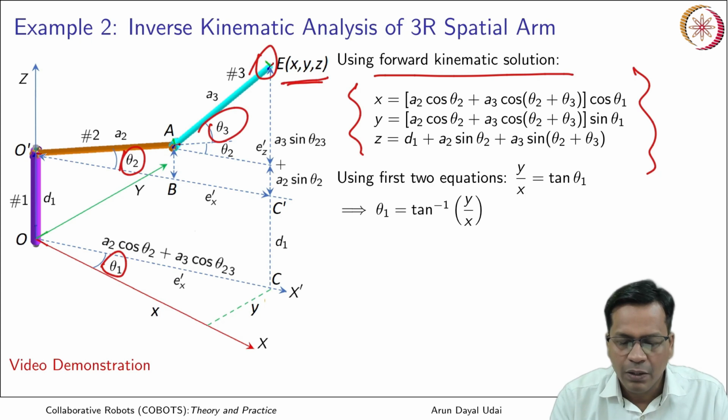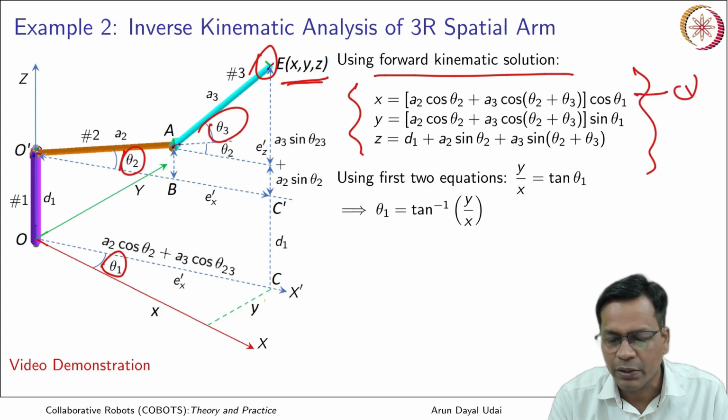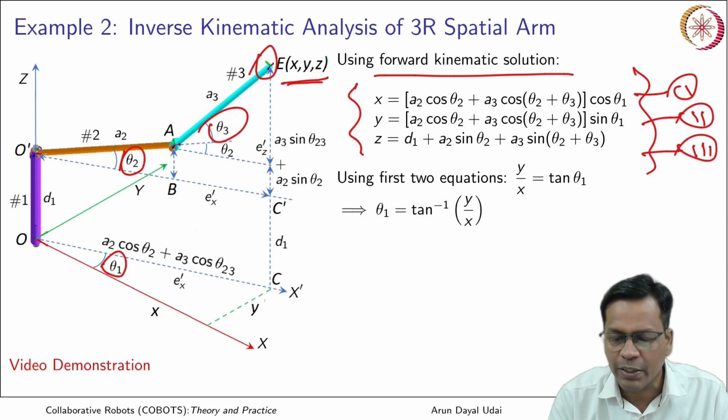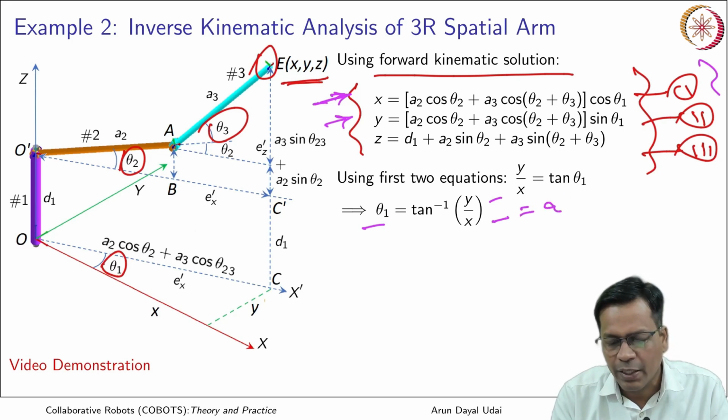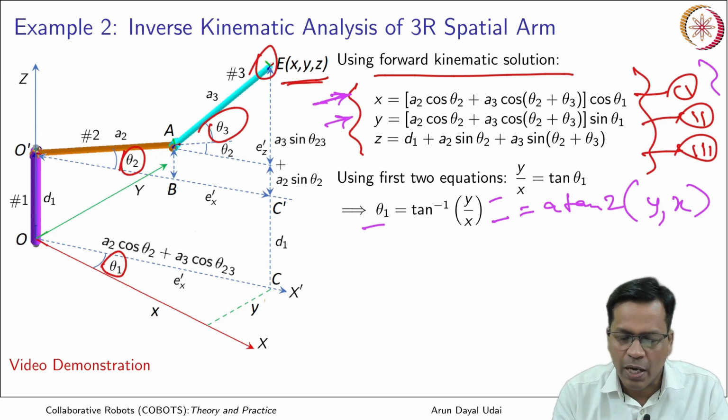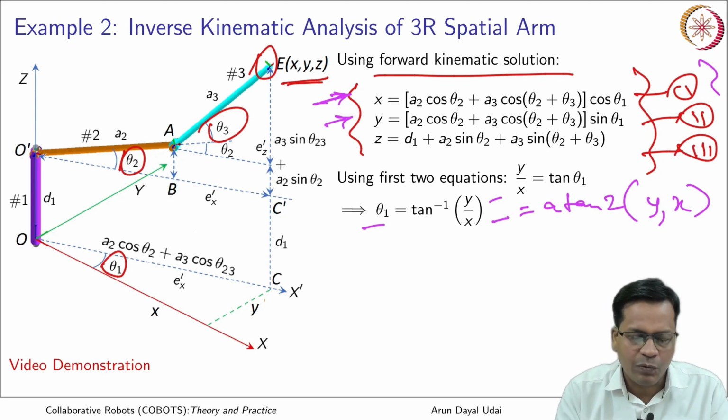The first two equations, equation 1, equation 2 and equation 3, from the first two I can quickly write theta 1 is equal to tan inverse of y by x. If I divide the second equation by the first equation, y by x gives me tan of theta 1. Again, theta 1 would be equal to atan2 of y comma x. So you have to use arc tangent here to get the angle theta 1.